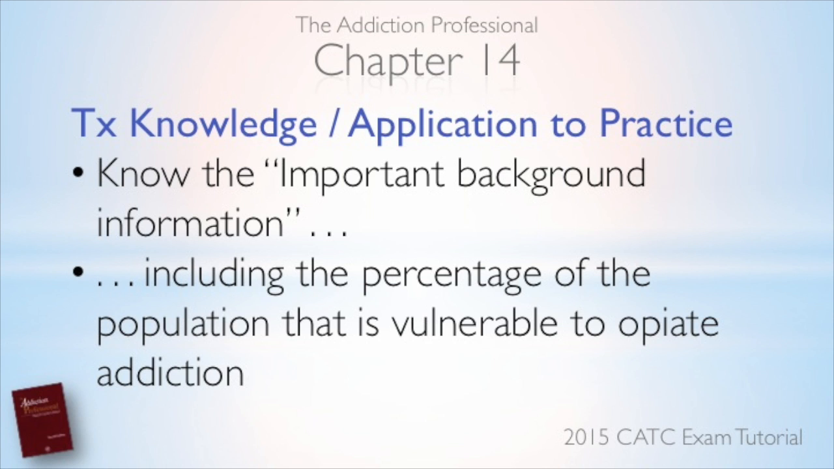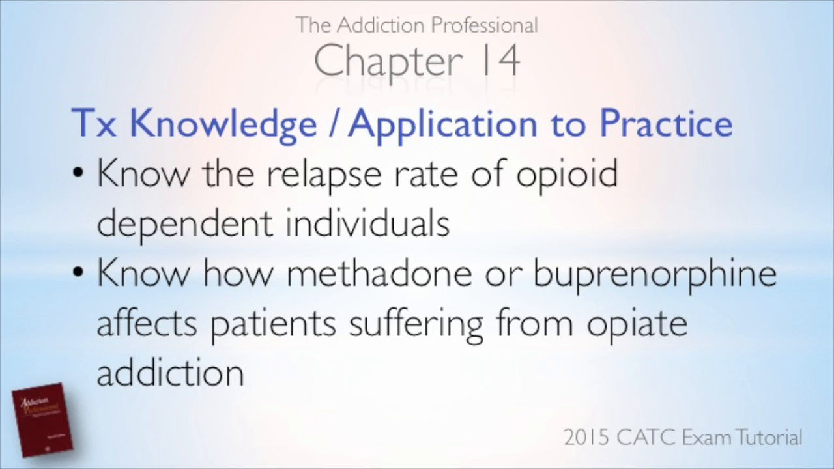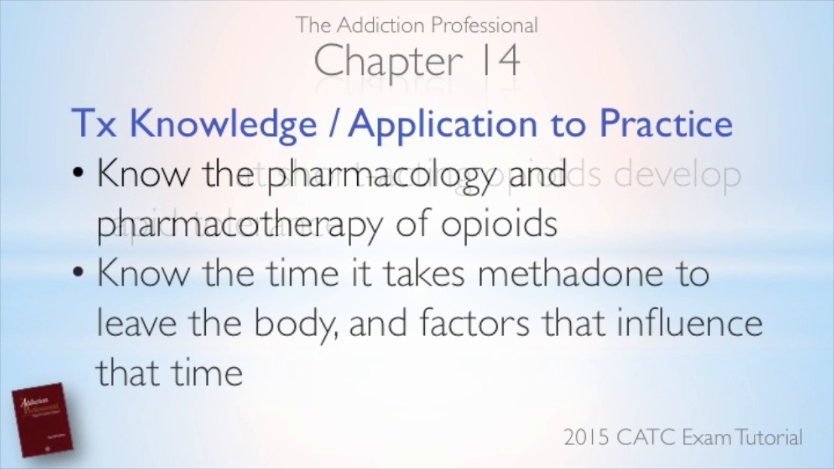In Chapter 14, know the important background information about medication-assisted treatment, including the percentage of the population that is vulnerable to opiate addiction. Know the relapse rates of opioid-dependent individuals, and know how methadone affects patients suffering from opiate addiction. Know that short-acting opioids develop rapid tolerance. Know the information in the pharmacology and pharmacotherapy of this chapter, as this relates to opioids.